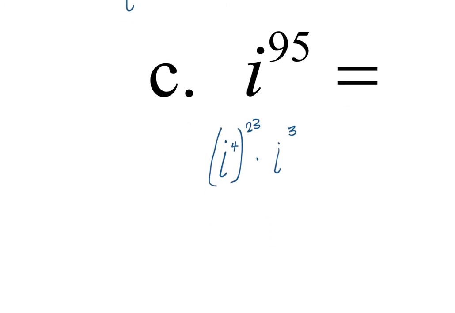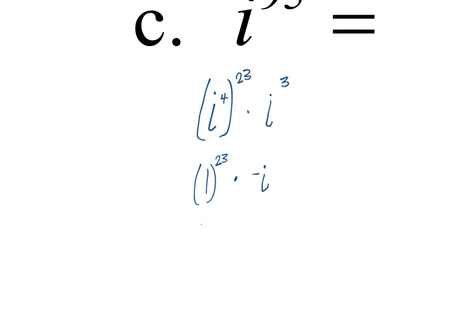So i to the 4th is equal to 1. So 1 to the 23rd times i cubed. i cubed is equal to negative i. 1 to the 23rd is 1. And so our answer here is negative i.